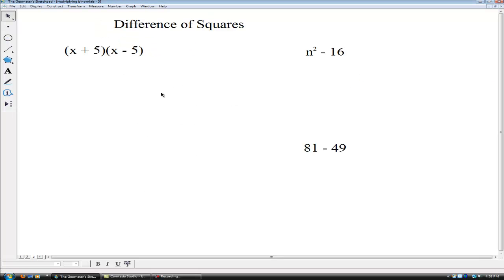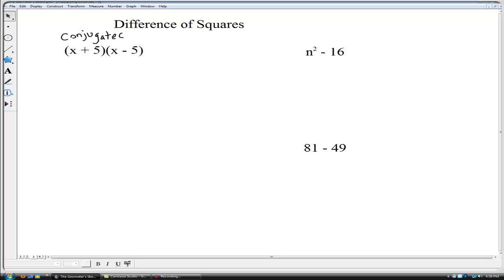Let's move on here to an important pattern, a type of multiplication of binomials that we call difference of squares. Now let's work first by multiplying these. We could call them conjugates because they have the exact same term, but in this binomial we're adding them, in this one we're subtracting them. And when we get that pattern for multiplication, the result is something called the difference of squares.